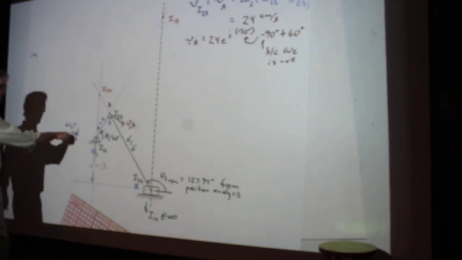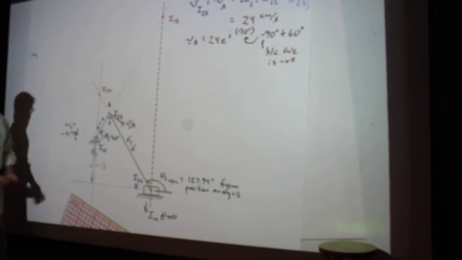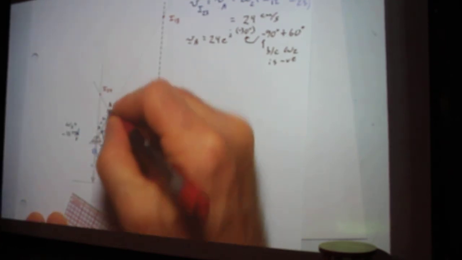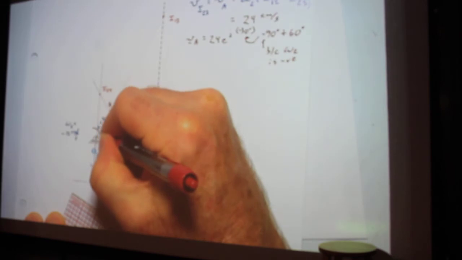This might be a silly question, but why is VA not going the other way since omega 2 is going this way? Omega 2 is negative. Oh, it is a negative, okay. Yeah, so let me draw that in. So your omega 2 is going like this.